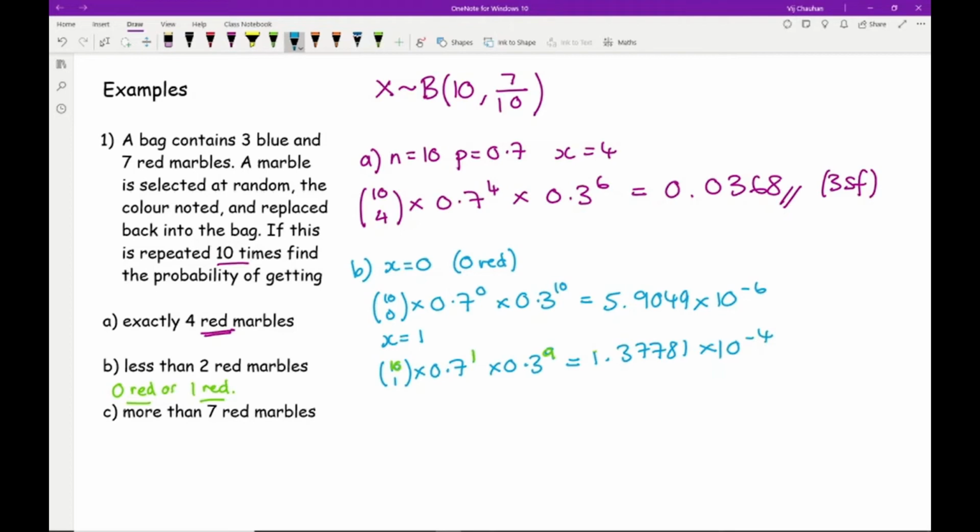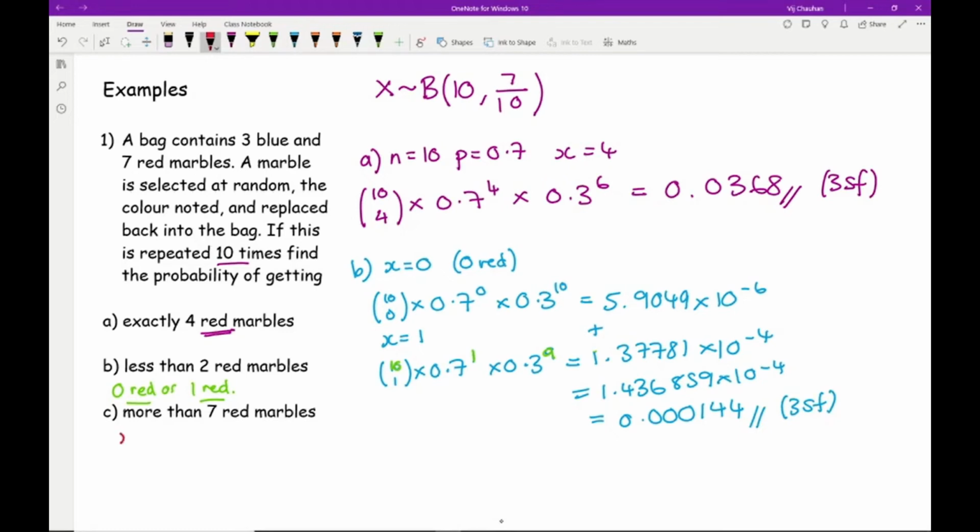Now if I add those two calculations together, including the 5.9049 times 10 to the power of -6, I get a total answer which the calculator gives me in standard form, which is not really a problem, times 10 to the -4. Rounding this to 3 significant figures, I get 1.44 times 10 to the -4, to 3 significant figures.